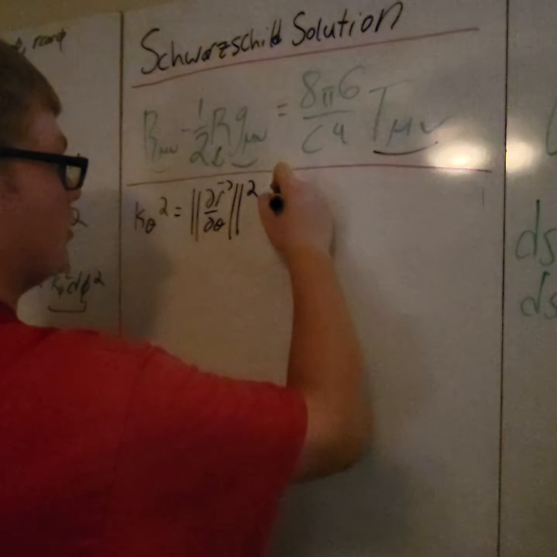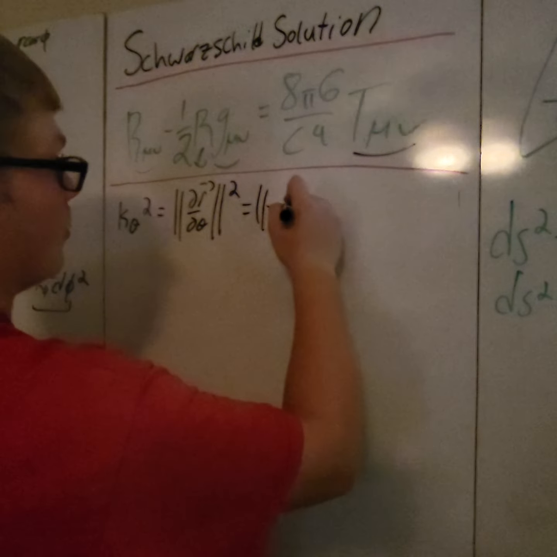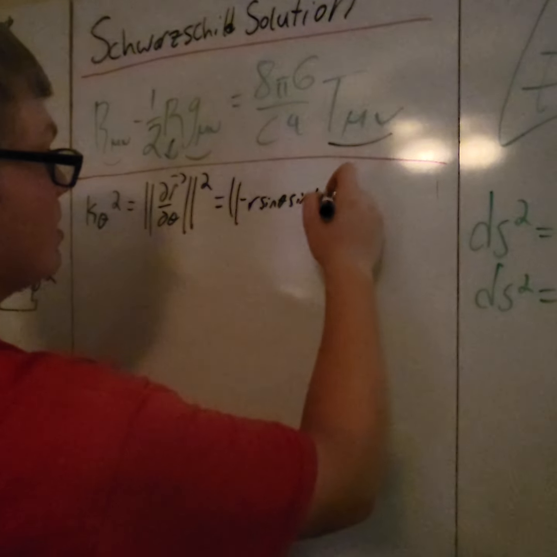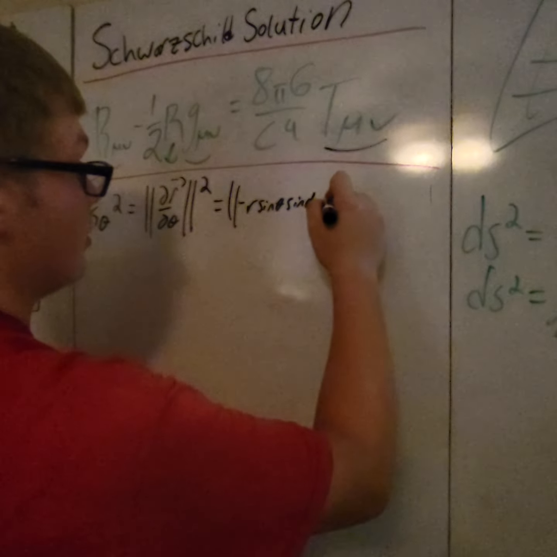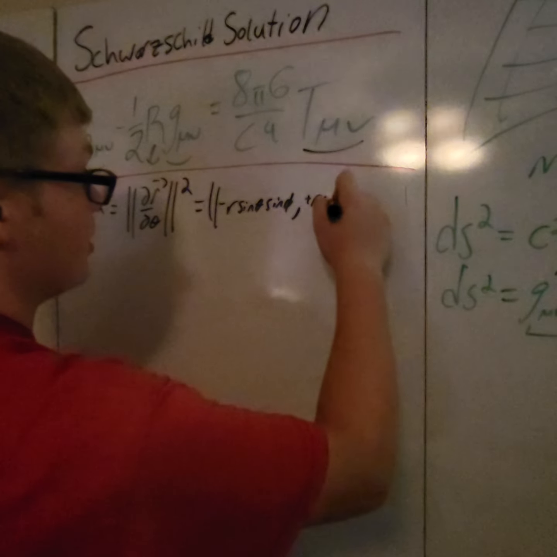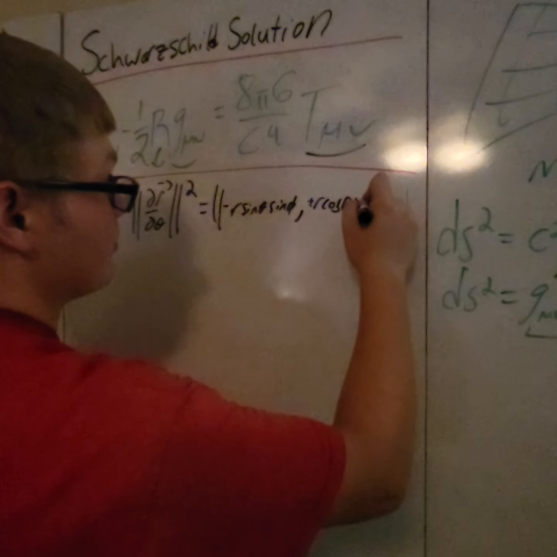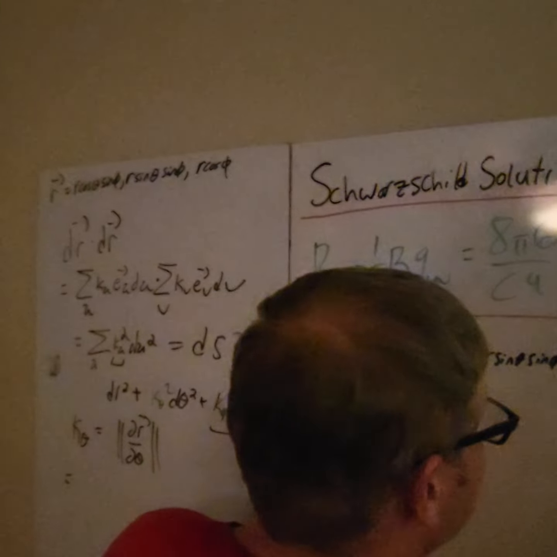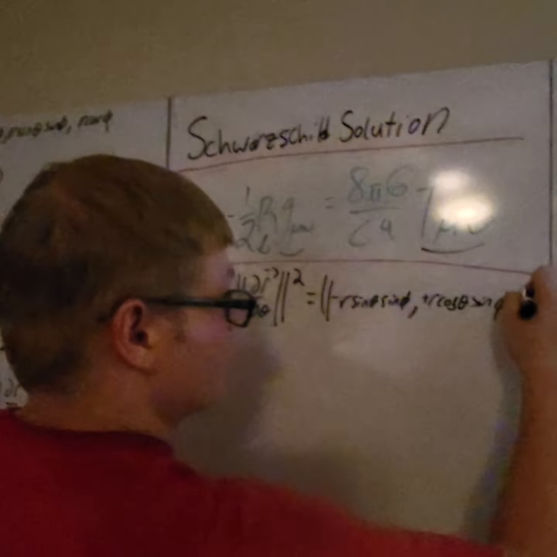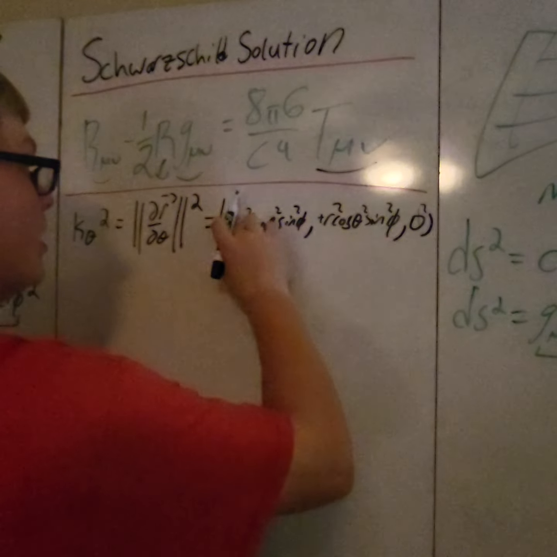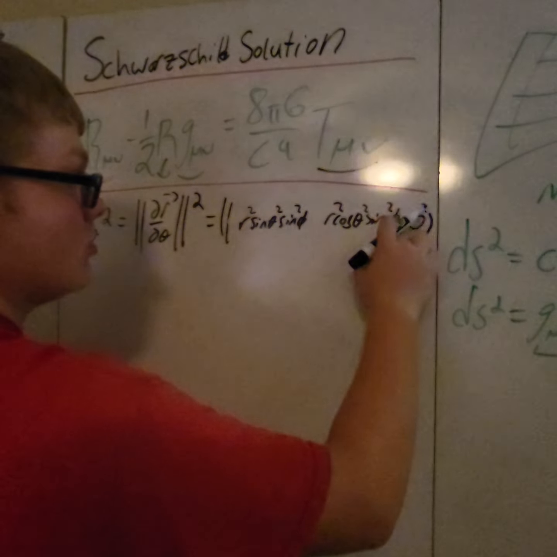So negative r sine theta sine phi, r cosine theta sine phi, and there's no theta terms in the z coordinate, so 0. We're going to square each of those and add them together to get the magnitude squared.